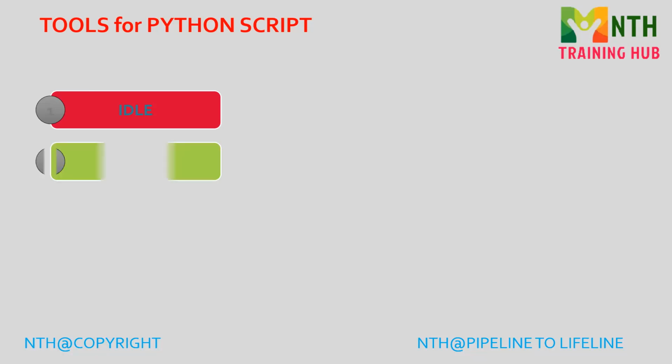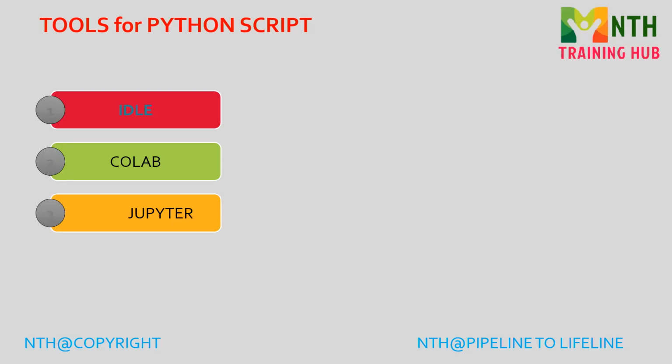And there is another tool, a cloud computing tool called Colab, which is a collaboratory tool that Google has provided free of cost to run JavaScript or Python scripts or other programming languages. Jupyter is another tool on which we can also run the Python script. It's a notebook. Even Colab is also a notebook.